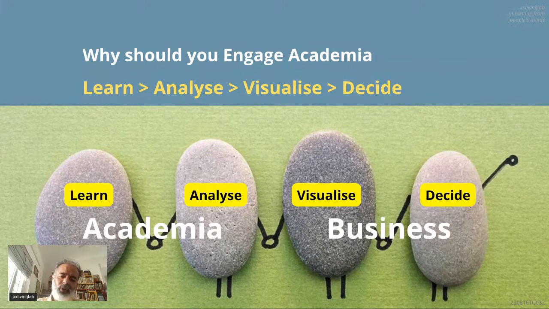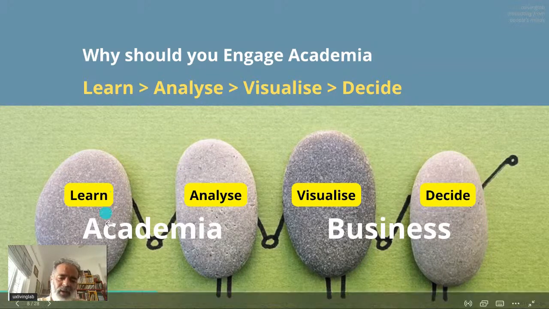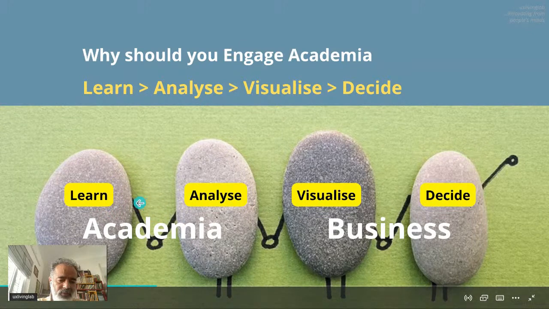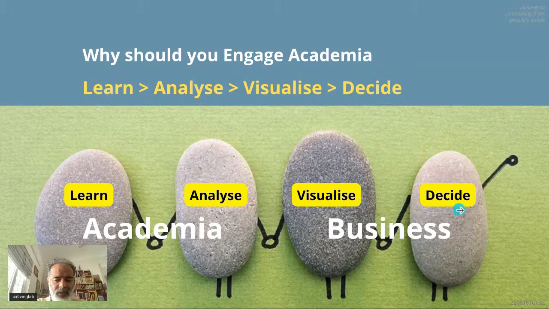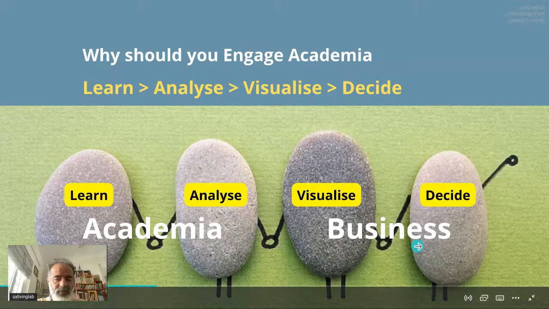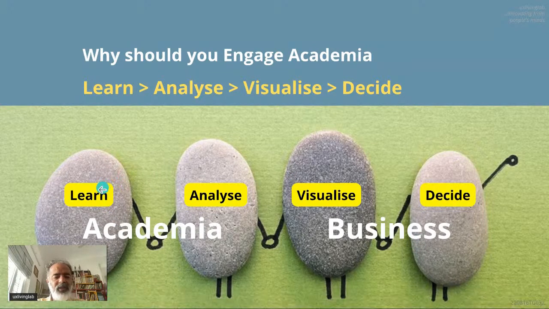So what's the role of academia? The learn and analyze steps can be engaged with academia, and visualize and decision making is business. Why am I saying so? Because academia has experience in learning, as I said, and analyzing from different perspectives using different models. That's their experience, their expertise. So you can use them. And as a business person, as an entrepreneur, you have experience in visualizing and decision making.